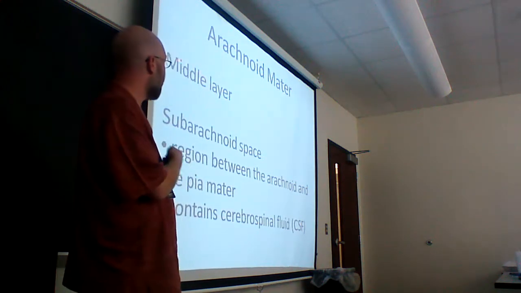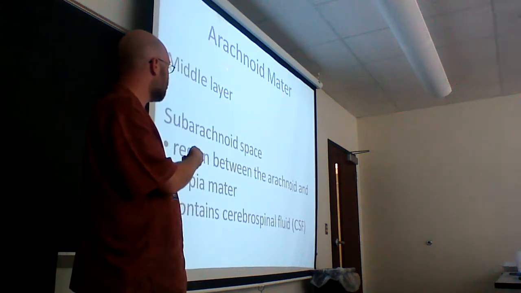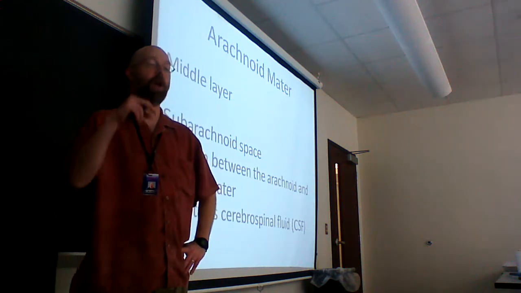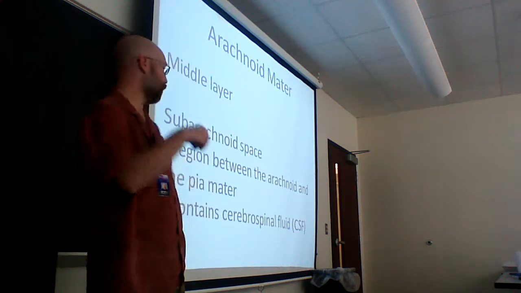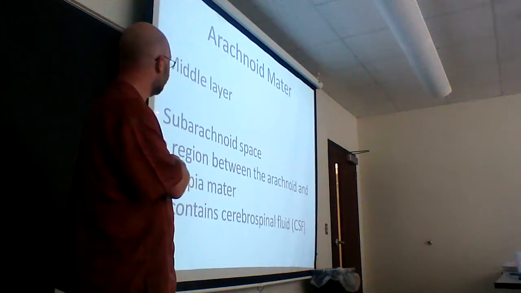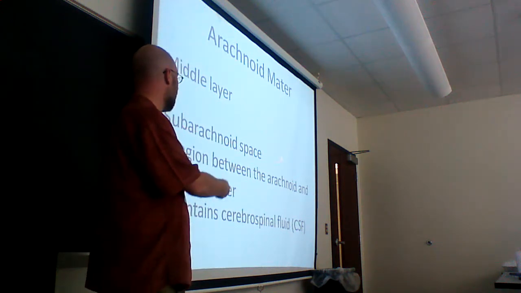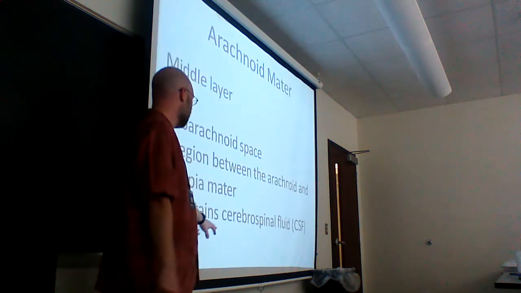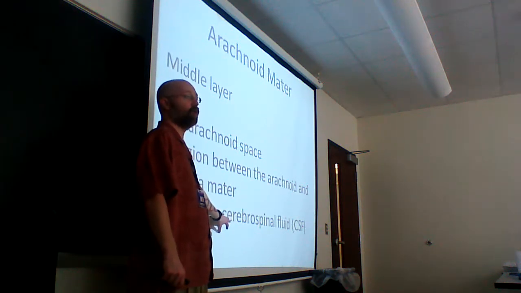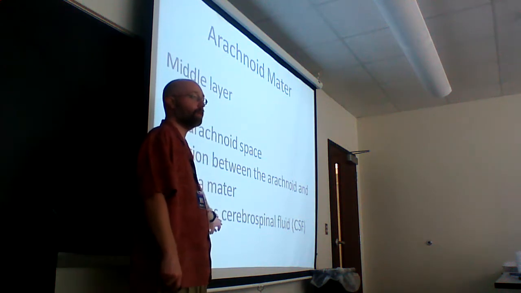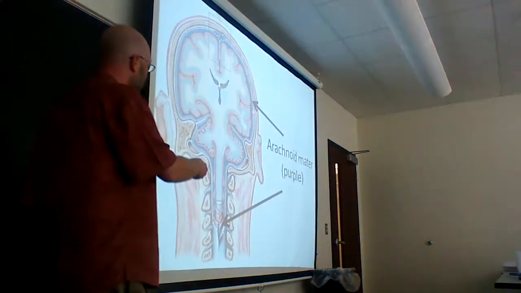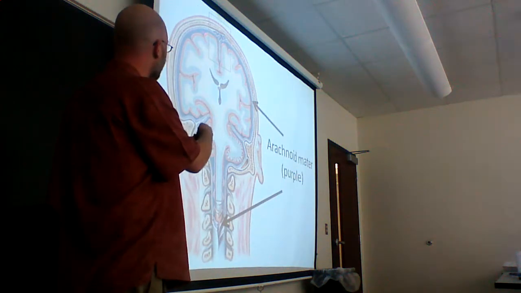The next layer down is the arachnoid mater. This means spider because there's going to be a web-like extension into some of that subarachnoid space. The space between the arachnoid mater and the pia mater is the subarachnoid space. This is where we've got a whole chunk of cerebrospinal fluid. Arachnoid mater in purple on this diagram.